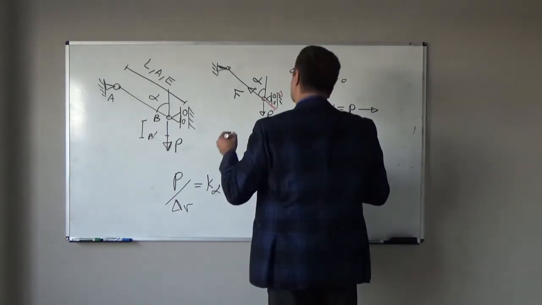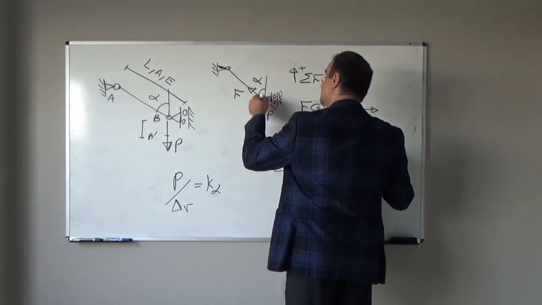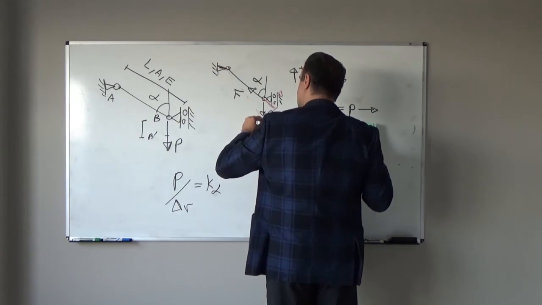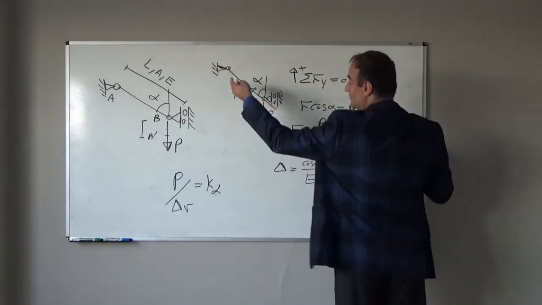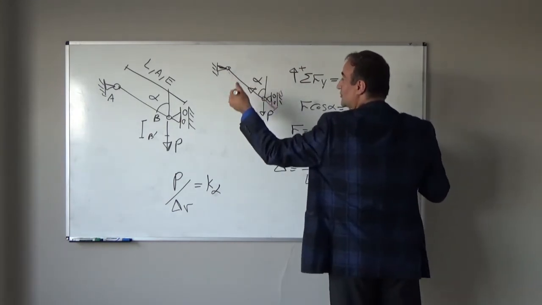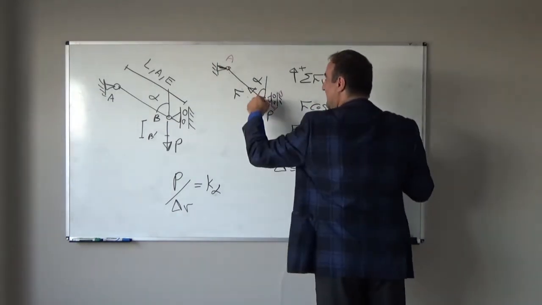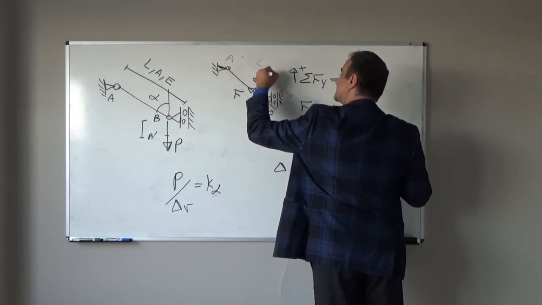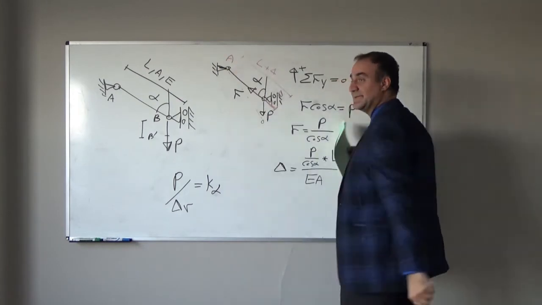Then, what will happen after this member? Therefore, it should move down. It should come like here, down. So, how will it come down? In order to move down, this member, with length L plus delta, should rotate with respect to A.